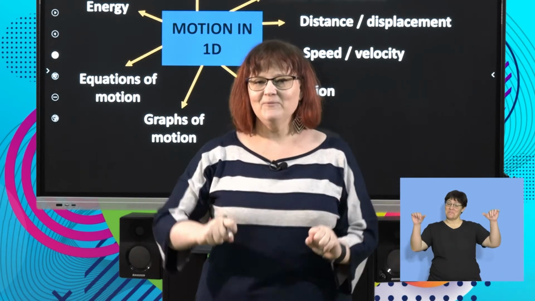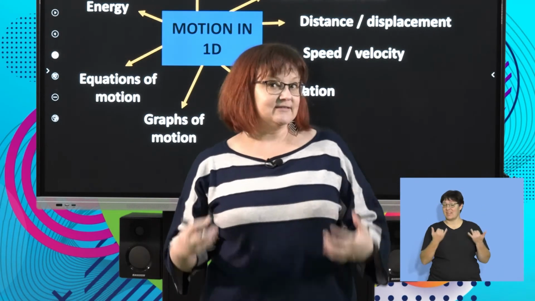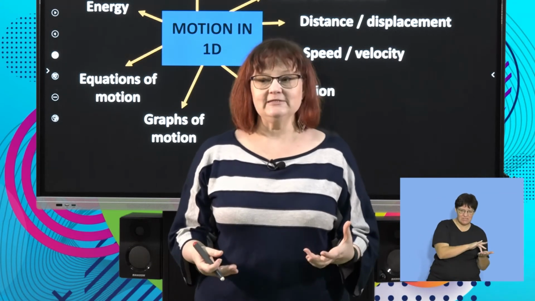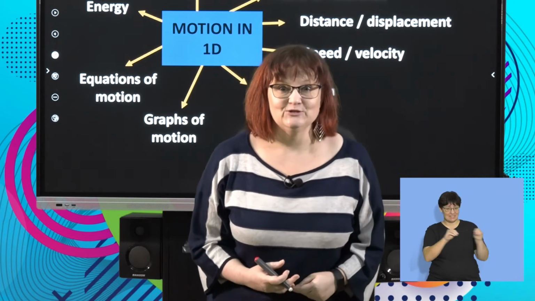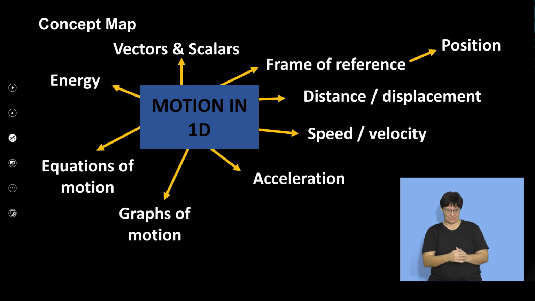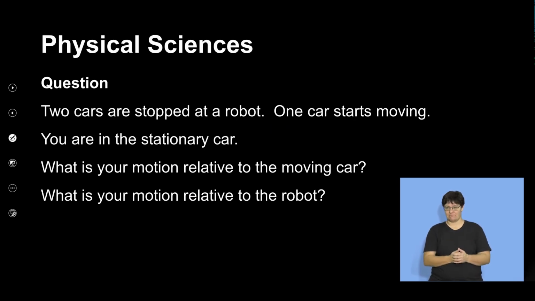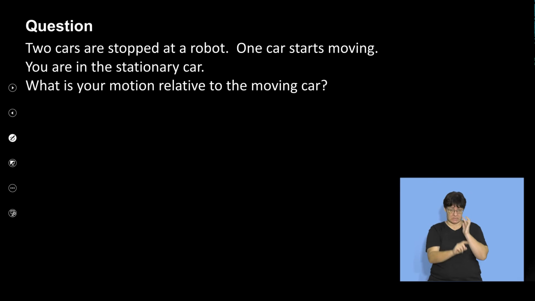Welcome back, everyone. Now, because we understand position and distance and displacement, now we need to do some calculations. So, 2 cars are stopped at a robot. 1 car starts moving. You are in the stationary car. So now we're going to say, what is your motion relative to the moving car, and what is your motion relative to the robot?